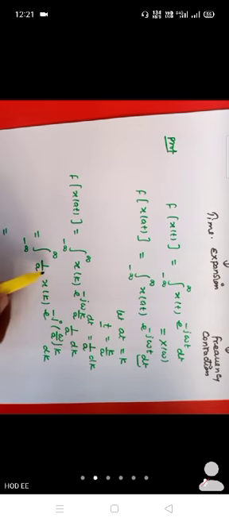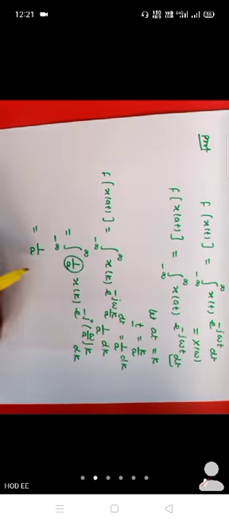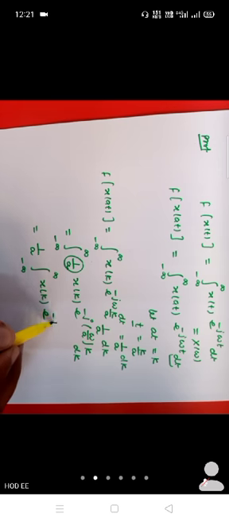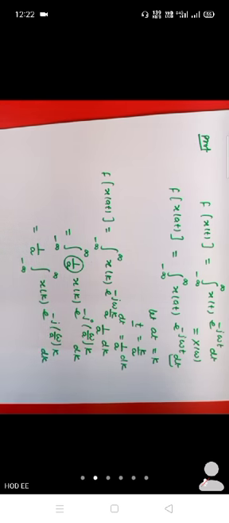So 1 upon a is constant with respect to k. So 1 upon a will be outside the integration. Integration from minus infinity to plus infinity, this is x(k) e raised to the power minus j omega by a times k, and this is dk. Now see here we are seeing that this is the expression for the Fourier transform of x(k).